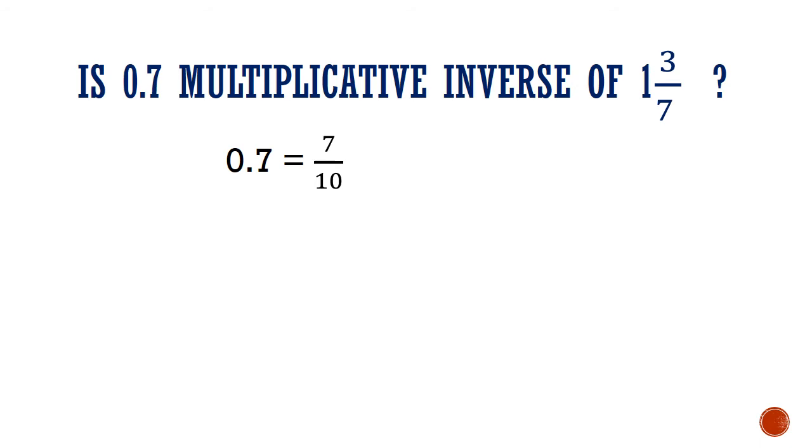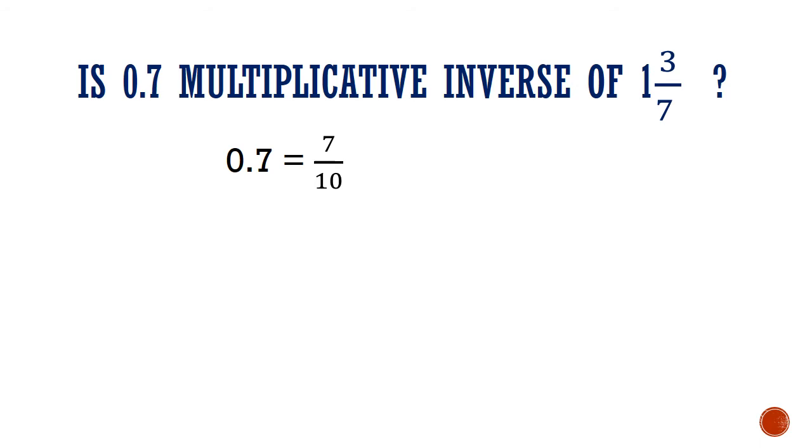0.7 can be written as 7 by 10. So, 0.7 is a rational number because 0.7 can be written in the form of P by Q, in the fraction form. Therefore, you can say 0.7 is a rational number and I have expressed that in the rational form P by Q. So, it is 7 by 10 without changing its value. 7 by 10 is equal to 0.7, wasn't it?